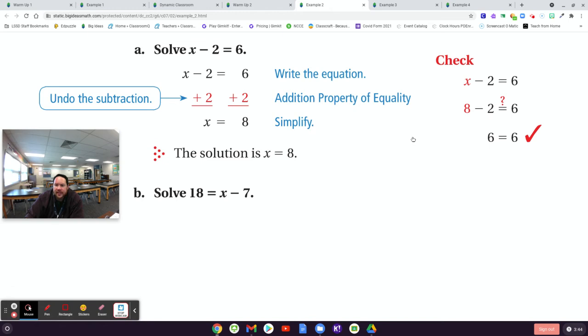So yeah, you should check your answer once you get it, and basically you check it by plugging it back into this original equation. So 8 minus 2 equals 6. Yes, it does. We're right.